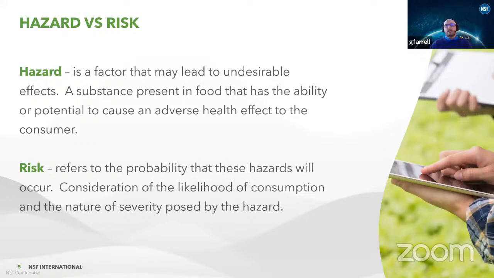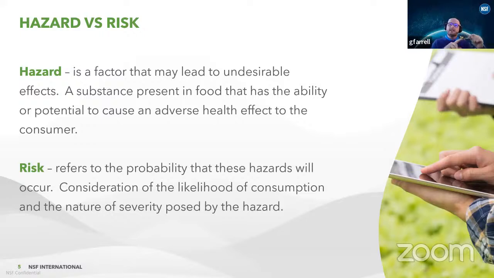A risk refers to the probability of these hazards occurring in your facility. It considers the likelihood of consumption and the nature of the severity posed by the hazard. So we're looking at the big picture here. Number one, what is the hazard? And then, what's the likelihood and severity of that hazard happening in your facility?